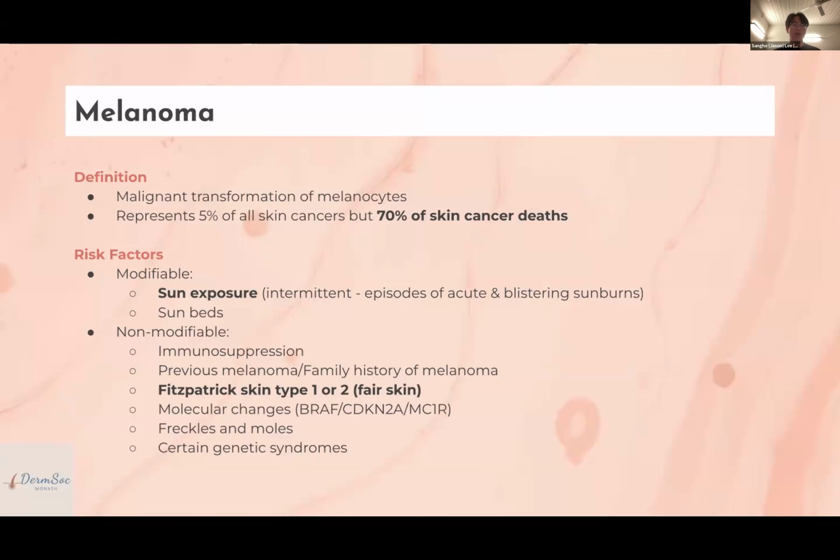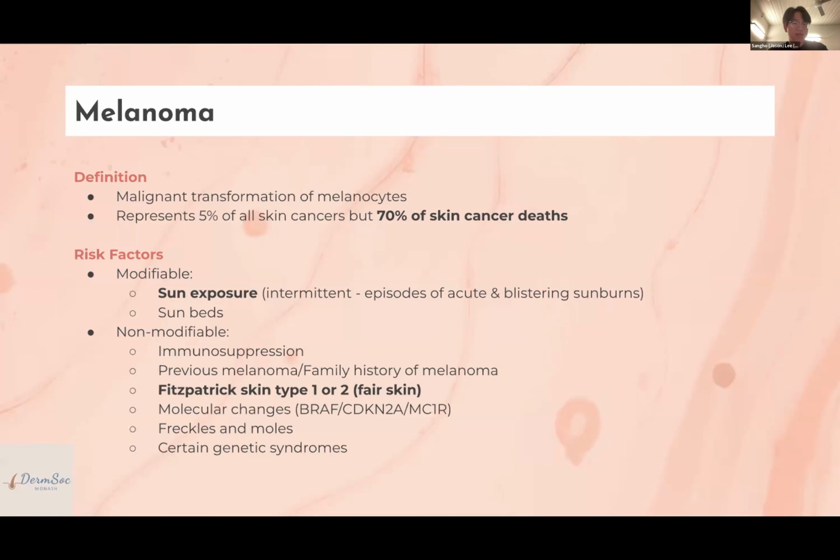So the last type of skin cancer, which also is the most significant one to know, since they have a very high mortality rate, account for about 70% of skin cancer deaths, is melanoma. So these are malignant transformation of the melanocytes, which usually live in the basal layer of the epidermis.